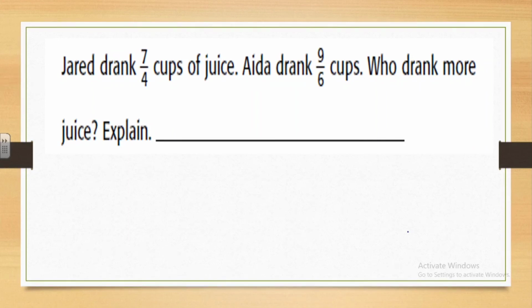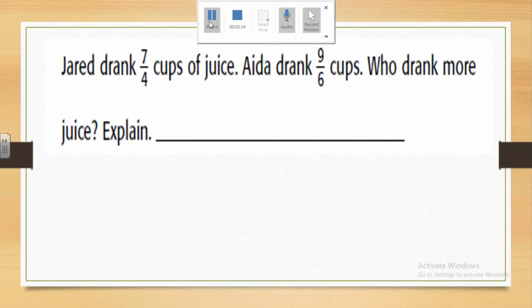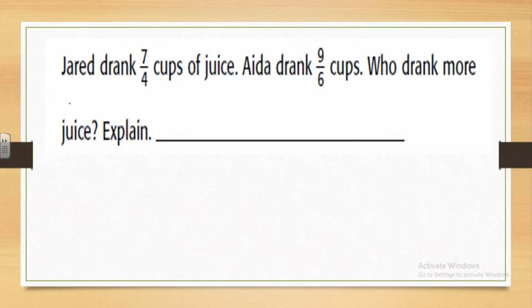Okay, let's see this question. Let's solve it together. Here he tells you that Jared drank 7 over 4 cups of juice and Ada drank 9 over 6 cups. Who drank more juice? So we need to know who drank more. So it's like he wants from you to make comparing. So let's write the two fractions. The first one 7 over 4. The second one 9 over 6.